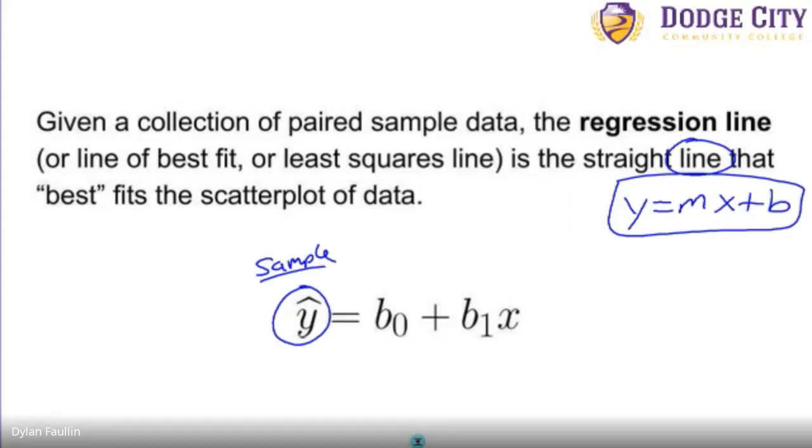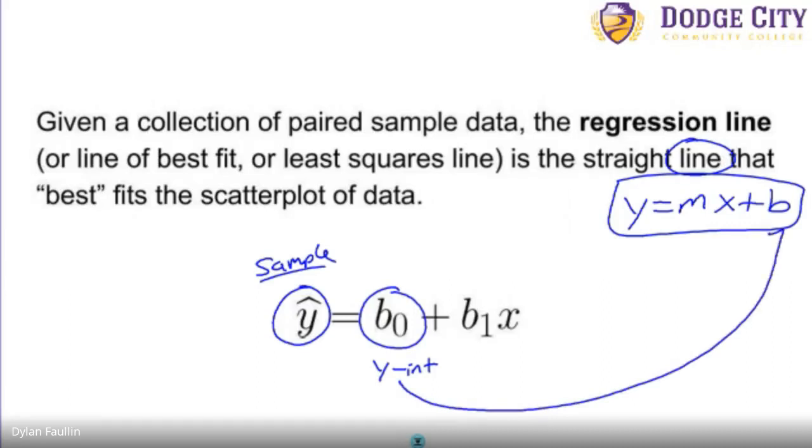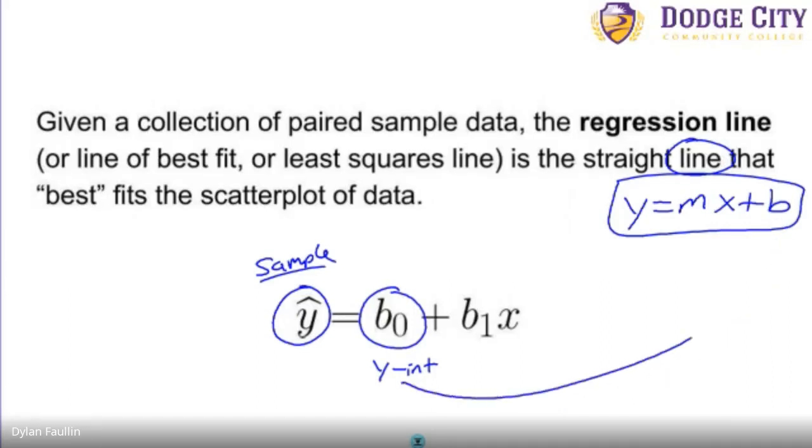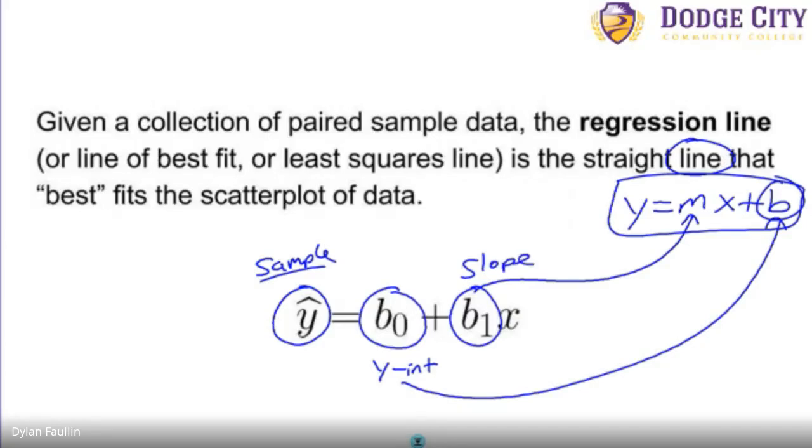And instead of m and b, we're using b sub 0 as the y-intercept, which becomes b in the college algebra formula. Again, it's this one here. And instead of m, in statistics, they use b sub 1. But that's the slope. So this is the slope right here.